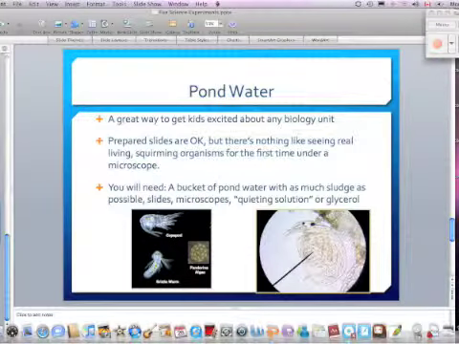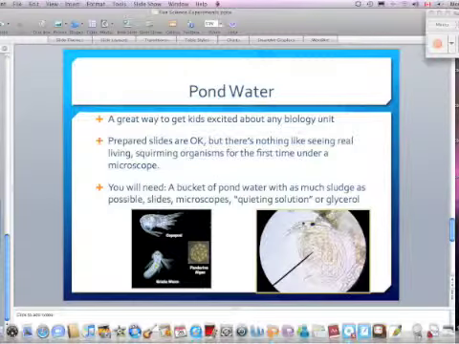And finally, pond water. It's a good biology experiment. I'm not going to shoot a video on it because there's no way for me to film through a microscope. But basically, you just head to your nearest lake and grab a bucket full of sludge pond water and take it into class and let students prepare slides and just view all the organisms squirming around in the water. So you'll need also some microscope slides and quieting solution, which basically slows the organisms down enough that you can see them underneath the microscope.